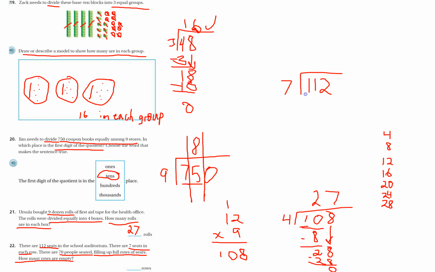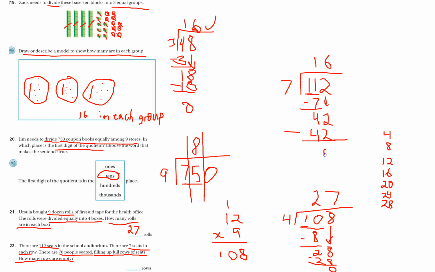Okay, 7 seats in each row. So we can do this. Does 7 go into 1? No. 7 go into 11? Yes, 1 time. 7, subtract, gives me 4. Bring down the 2. 7 goes into 42 6 times. 6 times 7 is 42. Subtract, that gives me 0.